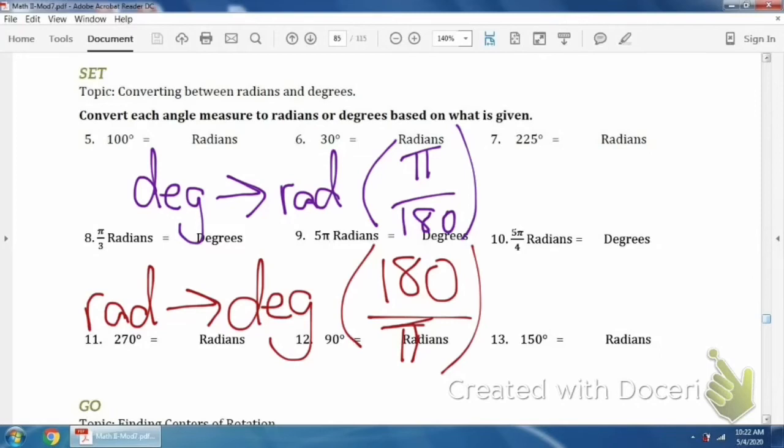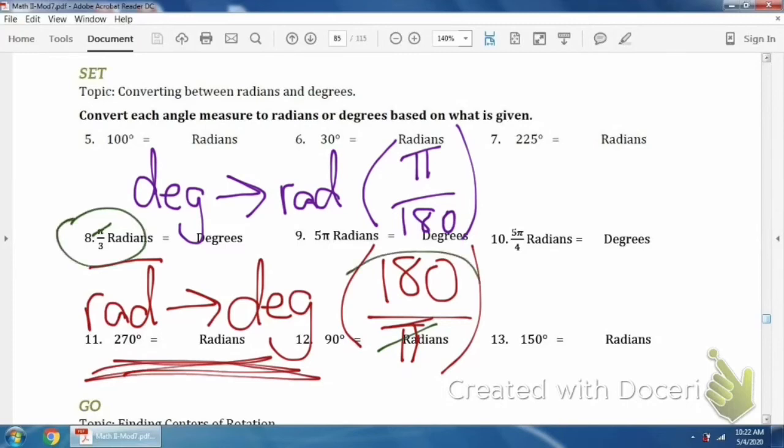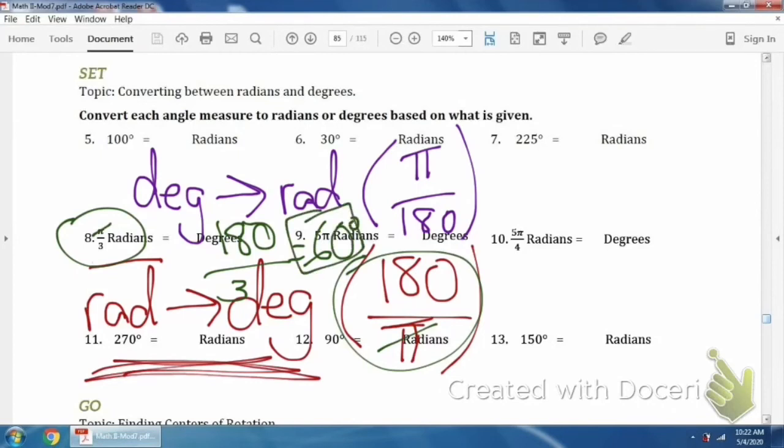And keep in mind when you're going from radians to degrees, if we did pi over 3 radians times 180 over pi, just keep in mind that these pi's are going to cancel. So for number 8, pi over 3 times 180 over pi, those pi's cancel. It would end up being 180 over 3, which should simplify to 60. So what that means is that pi over 3 radians equals 60 degrees.